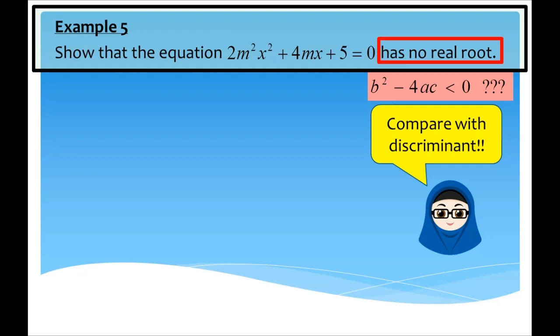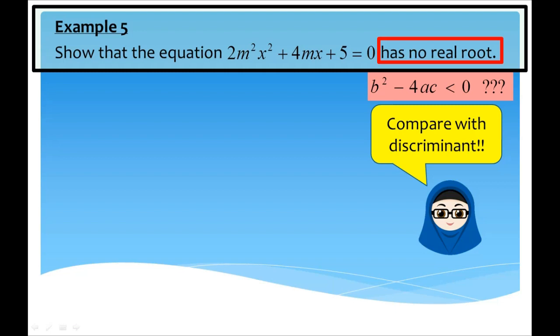So no real root. For this question, we want to show whether this equation has no real root. That's why we should compare with the discriminant. We want to see whether the value of the discriminant is less than 0. Less than 0, that means negative. Okay, so we want to show whether it is negative or not.